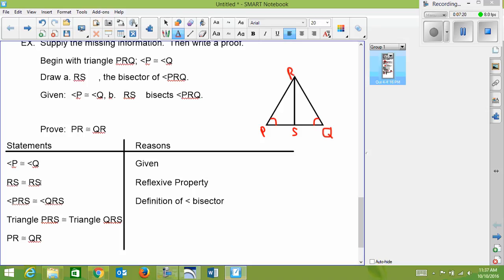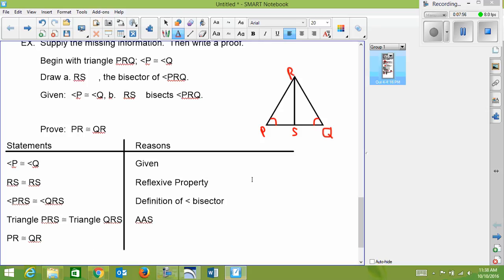Then from there, I said that triangle PRS is congruent to triangle QRS. So the one on the left-hand side is congruent to the one on the right-hand side. And how do I know that? The AAS theorem. Angle angle side. How do I know that? I know that this angle equals this angle. And because this bisected right here, I know that this angle equals this angle. And I know that this side equals this side. So I have two angles and a side.